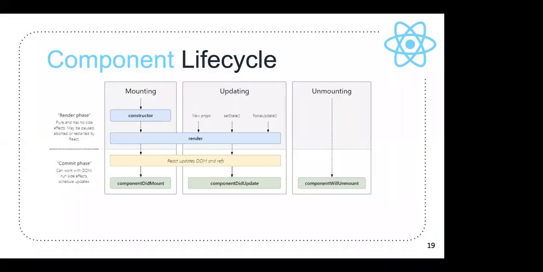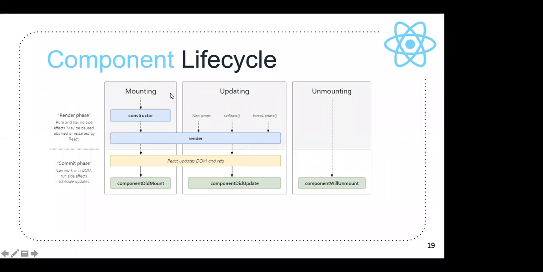So let's move to the component life cycle. In the component life cycle, we can talk about three major things: mounting, updating, and unmounting. Think of mounting as the birth of a component, updating as the growth of your component, and unmounting as the death of your component.